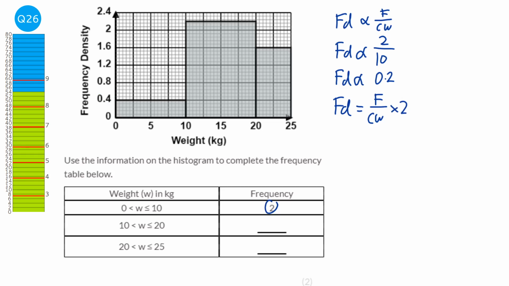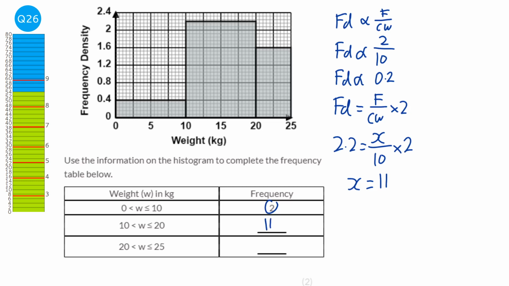So we're going to use that formula to find out the frequencies for the others. Well, actually, we've got the frequency densities. We're going to be working out what the frequencies are. So the frequency density is 2.2 for the next one. It's 2.2 equals, and the frequency is what we're looking for, so we'll just call that x. The class width is 10, and we're timesing it by 2. And so when we divide by 2 both sides, 1.1, then times by 10, that would be 11. And so that frequency is going to be 11.